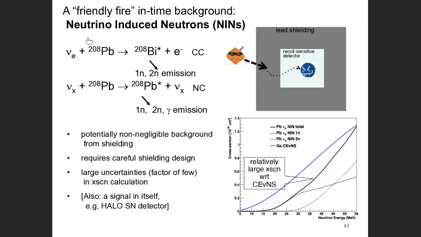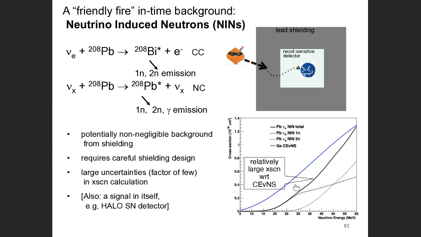And here the idea is that you can actually have charged or neutral current interactions of neutrinos with, for example, lead shielding. And lead, in fact, is particularly bad. It doesn't hold onto neutrons very well. What happens is if you have a charged current interaction, for example, with lead, it can create a final state nucleus that spits out a neutron, which can then float into the detector and make a recoil.